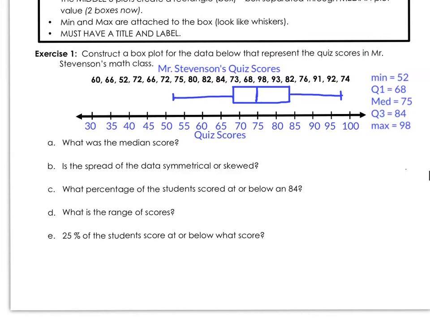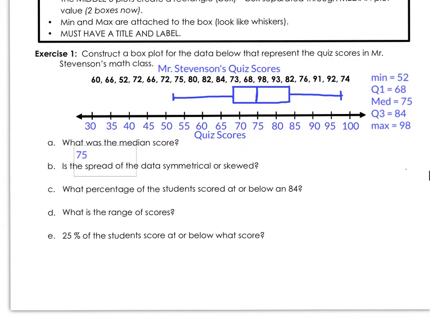Stevenson's quiz scores. Then from there, we can go ahead and use that box plot to read this information. So this first question here says, what was the median score? Well, I can look in two places. I can look at the list that we created off to the side here where I wrote down all the important information, but we can also read it right from the graph. We know that that is this line right here. So the median is 75. That's that middle line. That's what it represents.